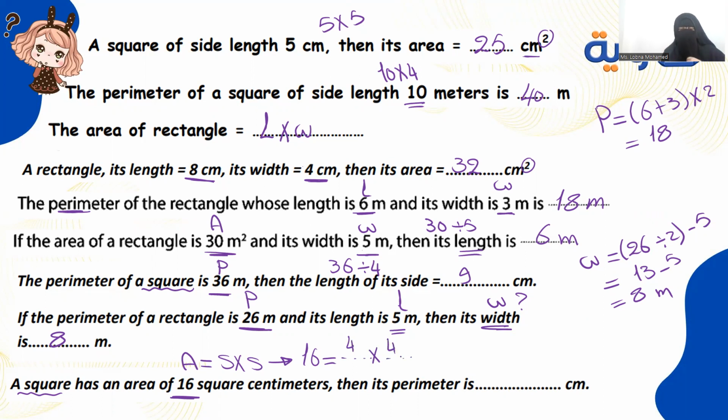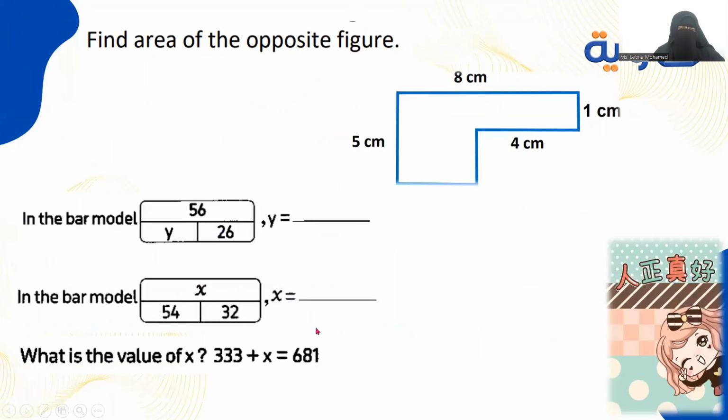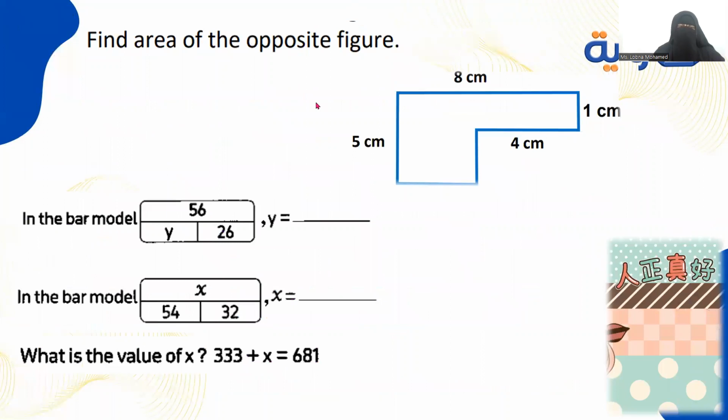So the side here is what? The side here is 4. To get the perimeter, it equals side times 4. So 4 times 4 again, it's going to be 16. 16 what? 16 centimeter. Now let's move to the next part.